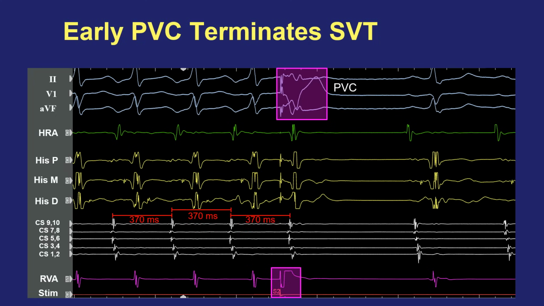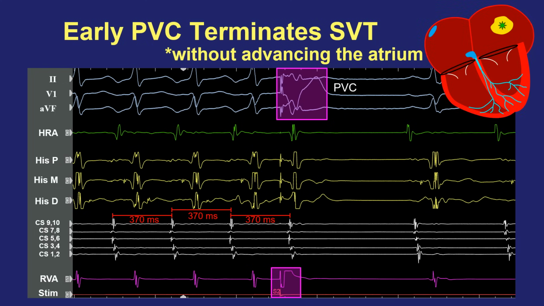Here are the AA intervals leading up to tachycardia termination, and notice that all of the AA intervals, including the last one, are the same. They're identical. And that's important. Why is that important? Because this PVC terminated the tachycardia without advancing the atrium. Again, what does that tell us?